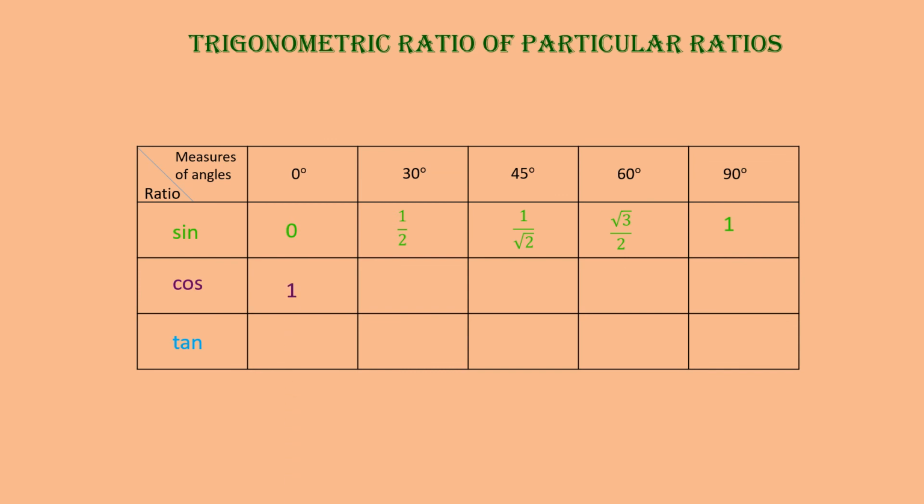Then cos 0 equals to 1, cos 30 equals to root 3 upon 2, cos 45 equals to 1 upon root 2, cos 60 equals to 1 upon 2 and cos 90 equals to 0. Let us go for tan ratio. So tan 0 equals to 0 and tan 30 equals to 1 upon root 3, tan 45 is 1 and tan 60 is root 3 and tan 90 is not defined.